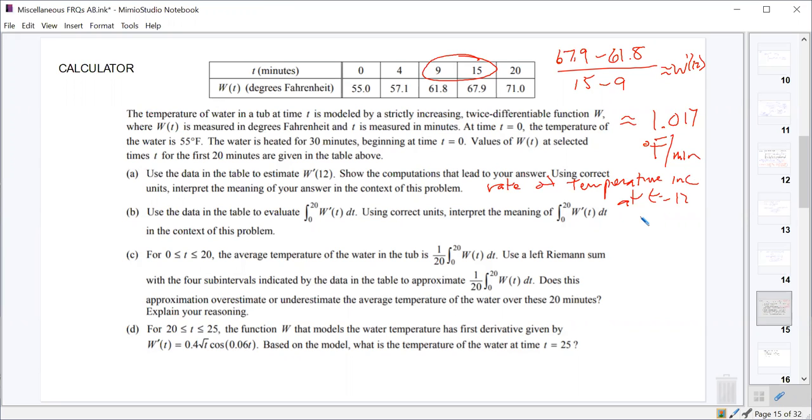Good. All right. Part B. Anybody have questions on part A? It's 2 points, one for the value and one for your explanation with the units. Good.